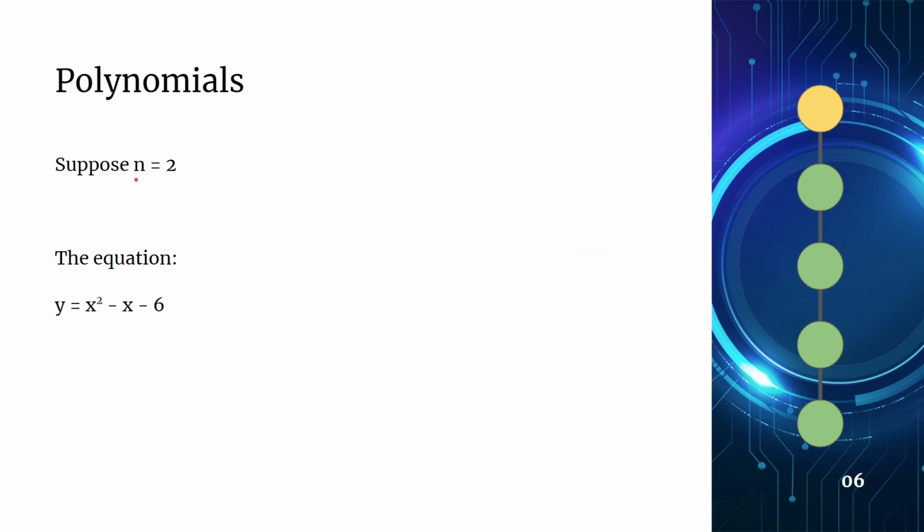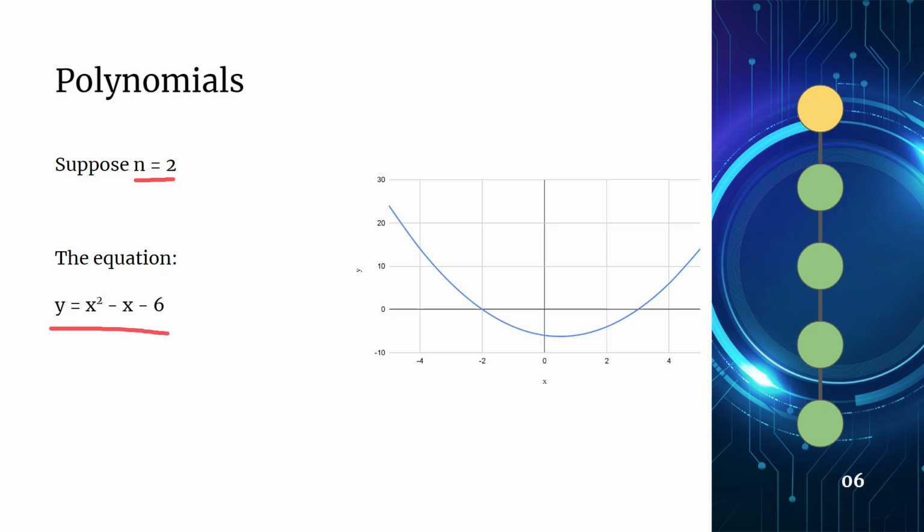When the value of n is 2 and we consider an equation like this, we get a graph like this. In this case, on the x-axis there are 2 points, over here and over here, and these 2 points are actually the solutions of the equation, and so we get 2 roots for n equals 2.